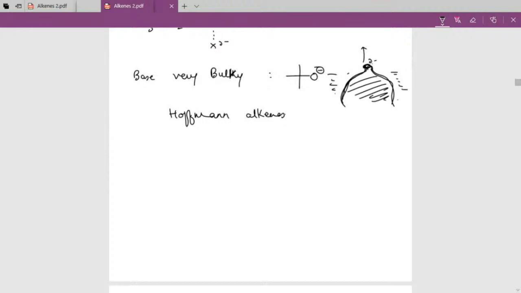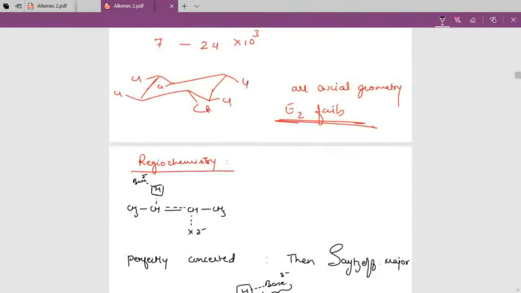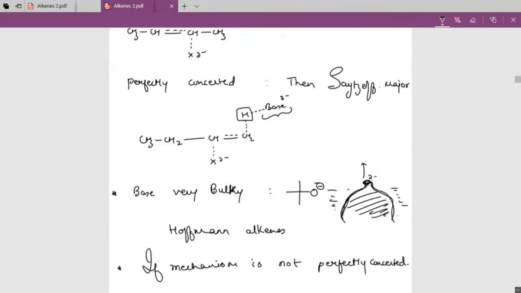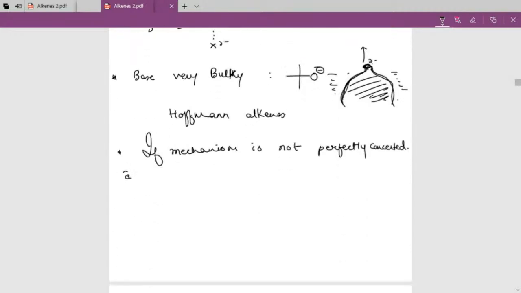Condition number two: if the mechanism is not perfectly concerted. What does that mean? That the time in which the carbon-hydrogen and the carbon-halogen bonds break is not exactly the same. Now there could be two possibilities. I'm not saying that it straight away breaks, but there is a very slight gap. So what are the possibilities?